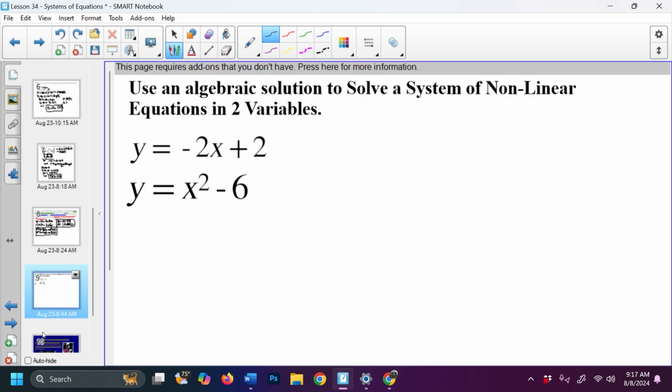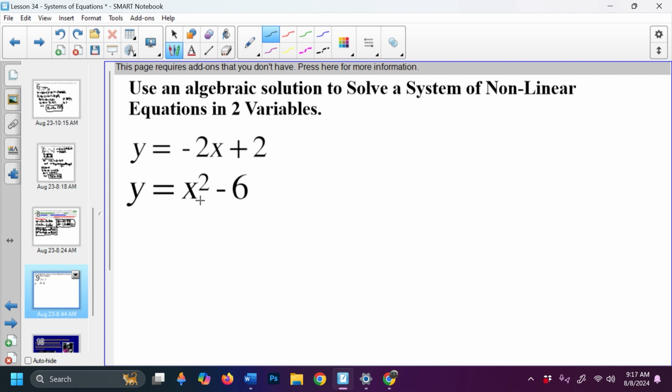All right, last example. It says use an algebraic solution to solve a system of nonlinear equations in two variables. So let's just talk about these two equations real quick. This is a system of equations. The first one is a linear equation. The second one is a quadratic, so it's a parabola. So I have this linear equation that goes down, and I have a parabola that opens up. And the way I think of this is that there's a possibility that I could have two solutions here.